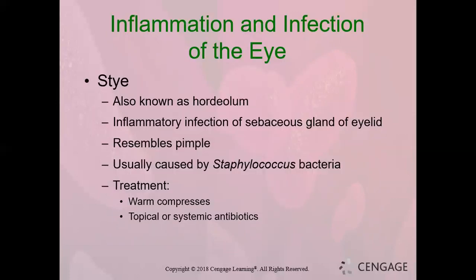A stye. This is an inflammatory infection of the sebaceous gland of the eyelid. It's going to look like a pimple. I've seen this a lot. This is usually caused by staph, and they're going to treat it with warm compresses and give them a topical antibiotic. I have never heard of them being given systemic antibiotics. What that means is that they're taking a pill. I guess it can happen, but I've always seen topical antibiotics for this.